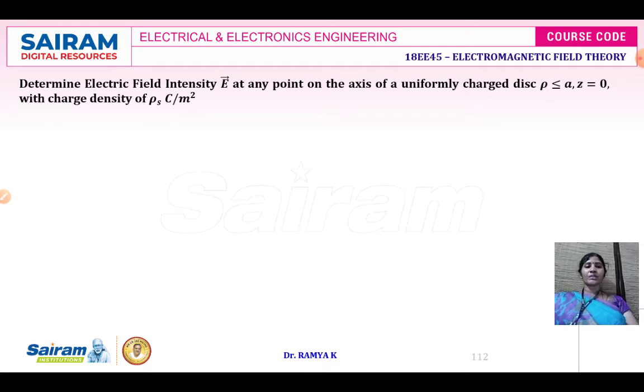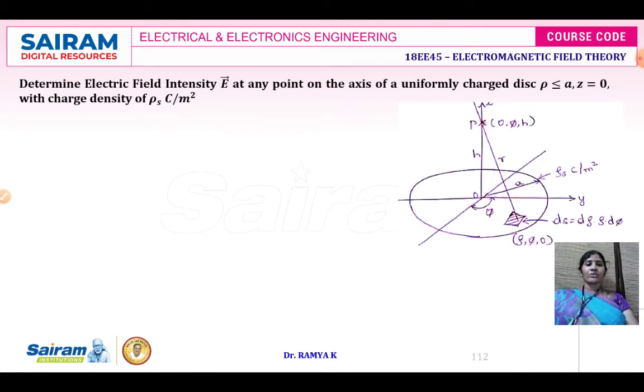Here rho s in coulomb per meter square is going to be the surface charge density, with a uniformly charged disk, rho less than or equal to a and z equal to 0. So it means rho, phi, z, the cylindrical coordinate system. In the diagram, it is going to be a circular, uniformly charged disk with rho less than or equal to a.